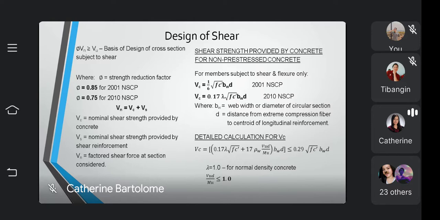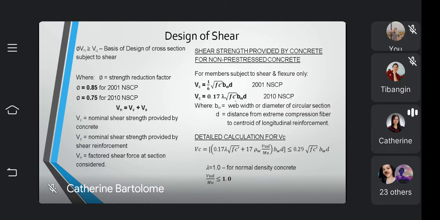Where BW is the web width or diameter of circular section, D is the distance from the extreme compression fiber to centroid of longitudinal reinforcement. So we will use the same notations as we are using in prelims and midterms for the design of bending. And this is the calculation for simple calculation.